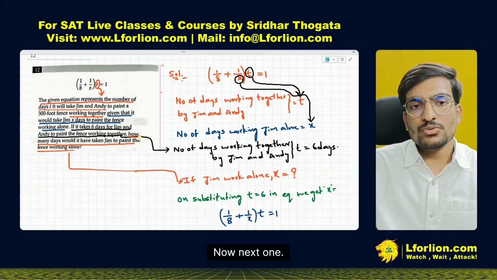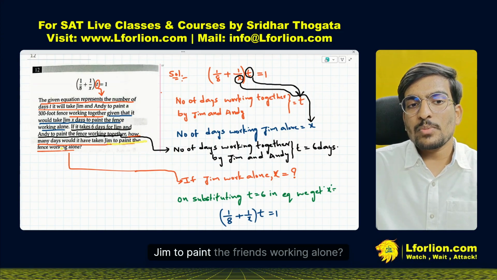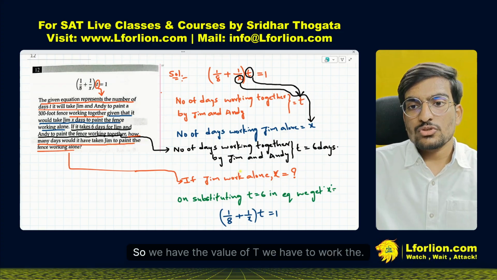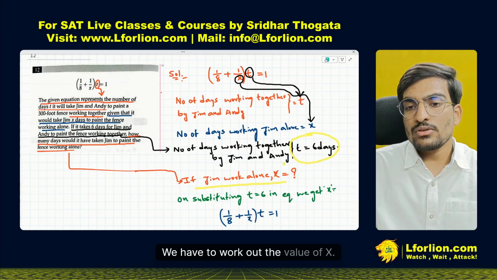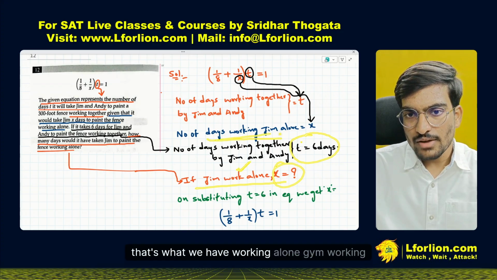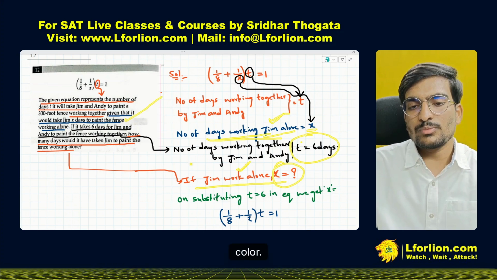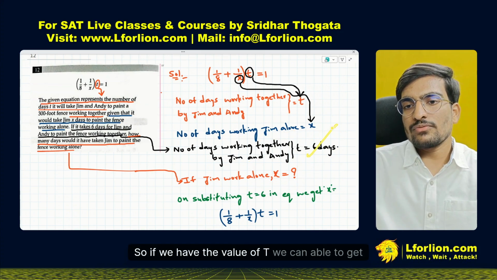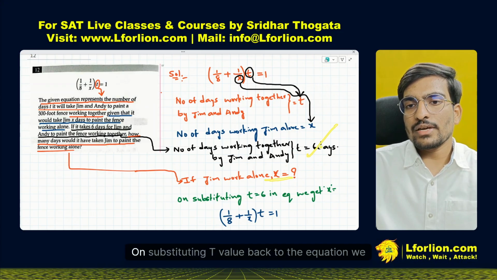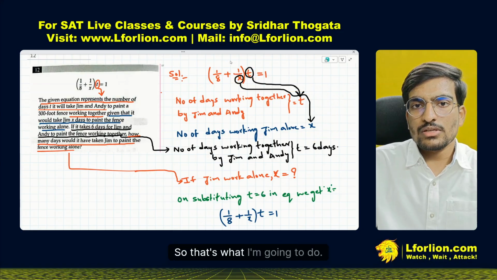Now the next one. How many days would it have taken Jim to paint the fence working alone? So we have the value of T. We have to work out the value of X. If we have T, working alone is X. Jim working alone is nothing but X. That's given in the question, underlined with blue color. So if we have the value of T, we can get the value of X. On substituting the T value back into the equation, we get the value of X. So that's what I'm going to do.